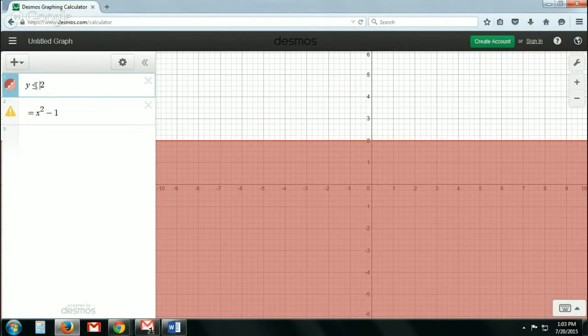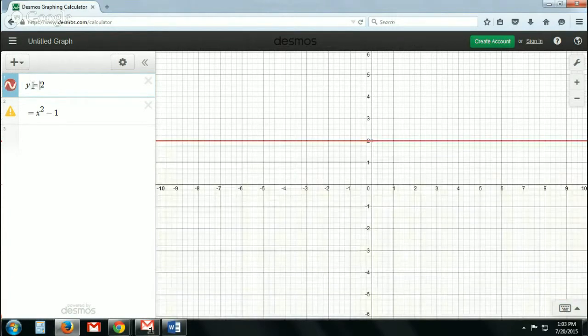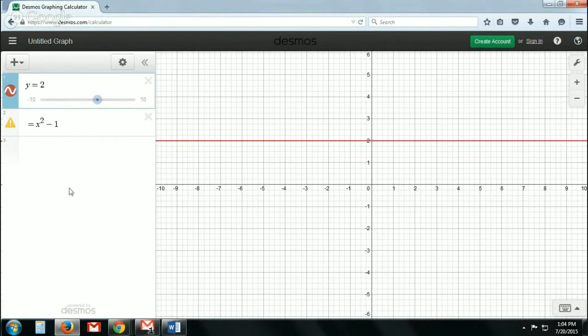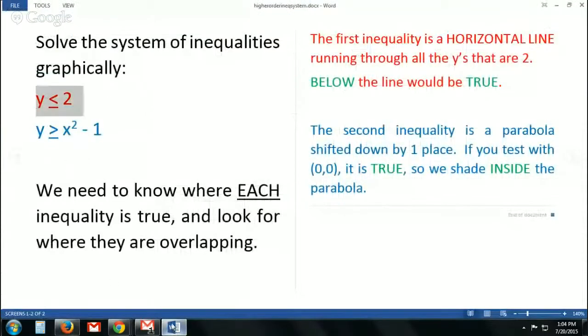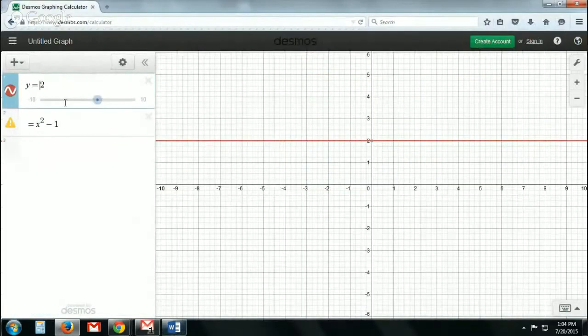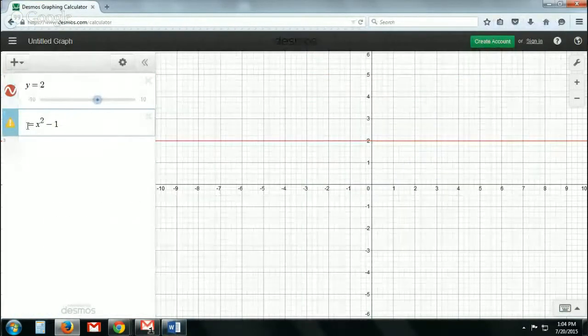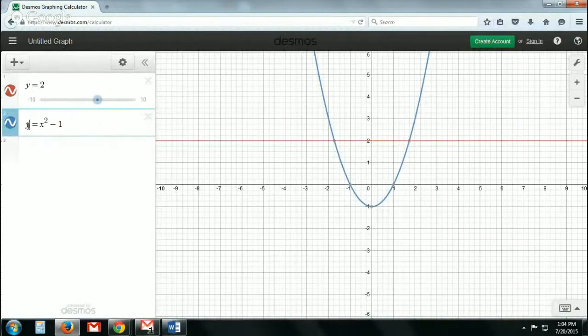Now I'm going to change it back to equals so that it is easier for us to see what takes place with the second inequality. On the second inequality, y greater than or equal to x squared minus 1, that square makes this a parabola, and the parabola has been shifted down by one place. So now first, let's graph just y equals x squared minus 1. There's the parabola. You can see that everybody has been shifted down by one place.